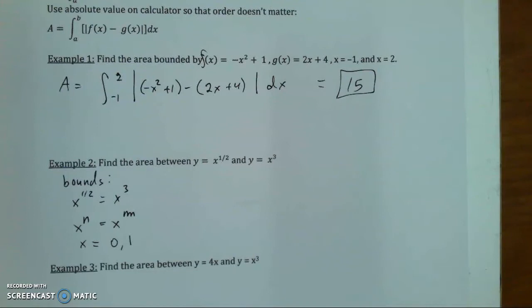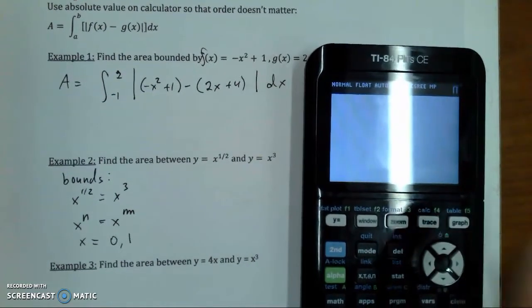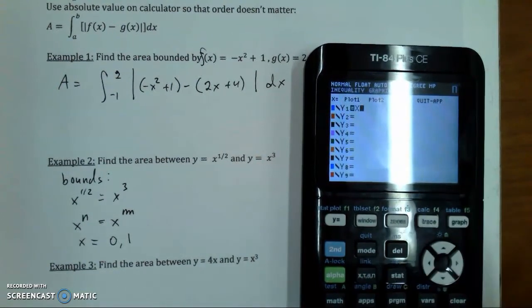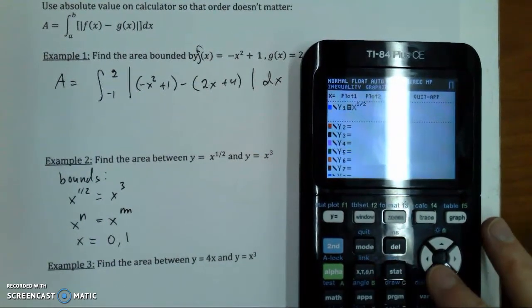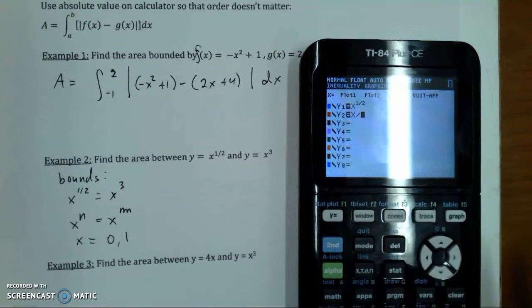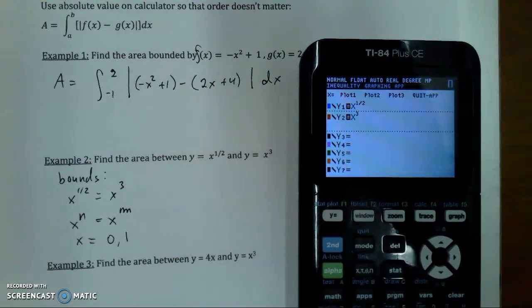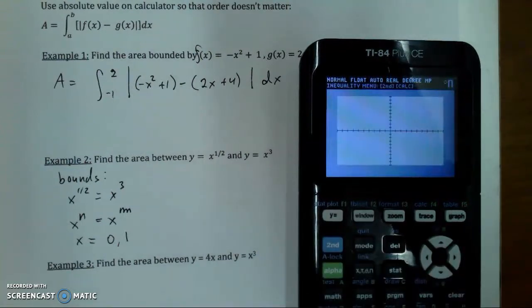Now we can also use our calculators to help us out. So if you're having trouble finding the bounds, let's graph those two functions. So let's graph x to the 1/2 power, and then x cubed. Oops, cubed. There we go. Make sure I've got it typed in correctly. And let's hit graph to see what that looks like.